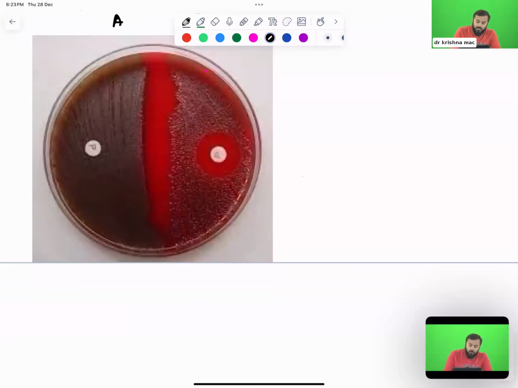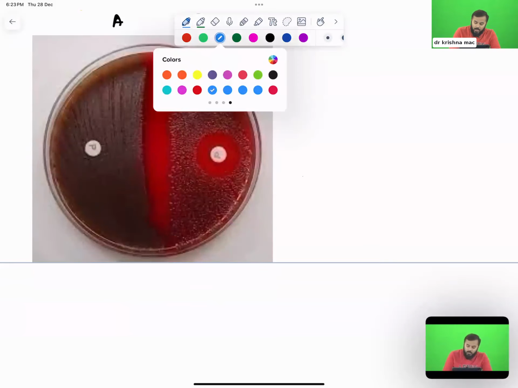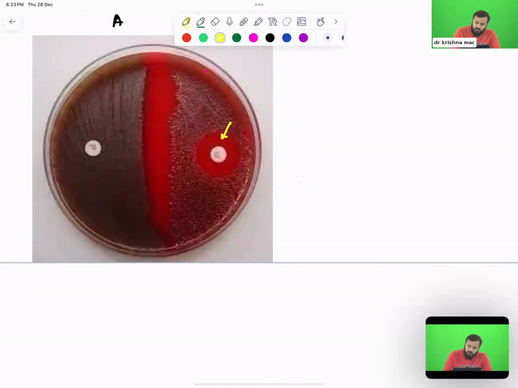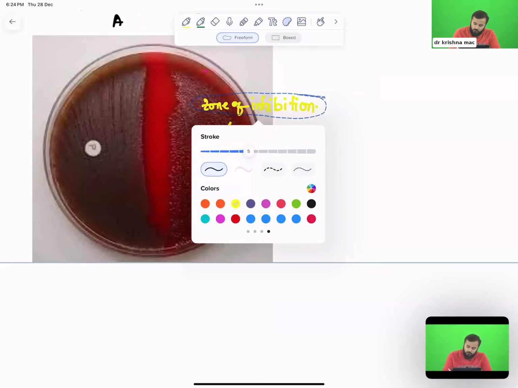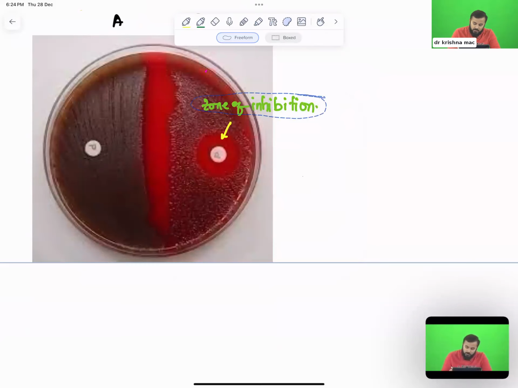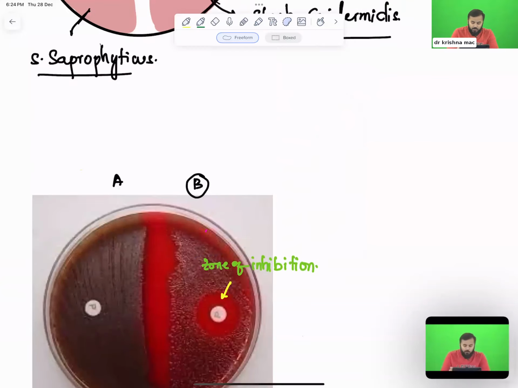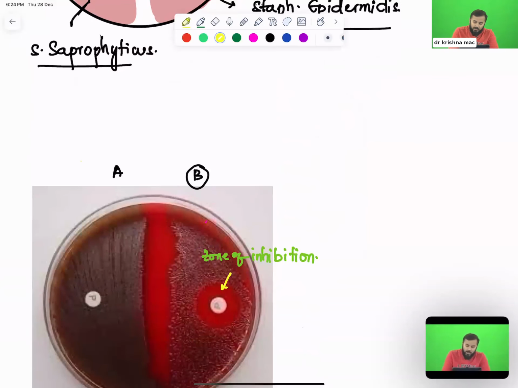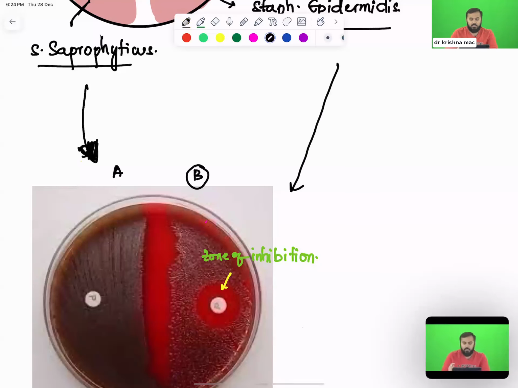So this bacteria which is present here is staph epidermidis. Why are you calling it staph epidermidis? Because here, what is there? You see this? This is called zone of inhibition. You see that there is a zone of inhibition over here. But on the other side there is no zone of inhibition. So I would put this bacteria under staph saprophyticus. This is staph saprophyticus, and this one over here is staph epidermidis.